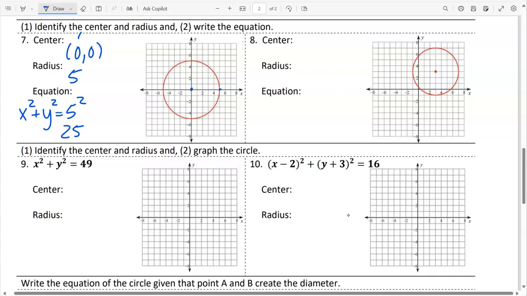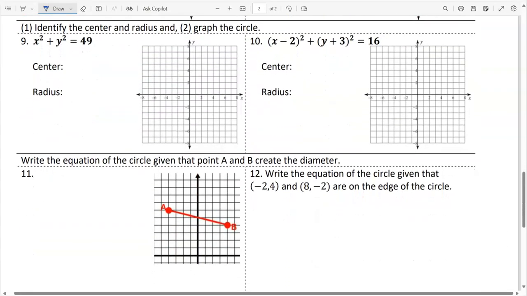Center over here is over to 3 and up 3. Let me erase that. And our radius is 1, 2, 3, and 4. (x - 3) squared plus (y - 3) squared is equal to 4 squared.